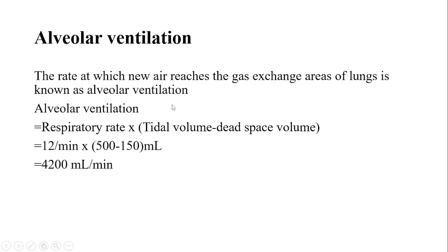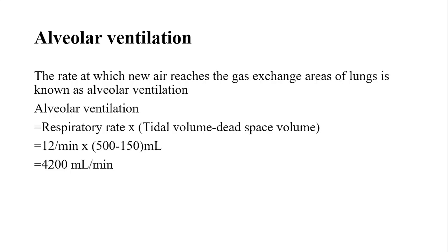So we have to multiply the respiratory rate with the amount that will be reaching only the gas exchange areas, that is, we have to subtract the dead space volume of air from the tidal volume. Normally in the conducting zone 150 ml of inspired air remains, so that will not be reaching our respiratory zone, so we have to subtract it from the tidal volume, and that's how the alveolar ventilation rate comes to 4200 ml or 4.2 liter per minute.